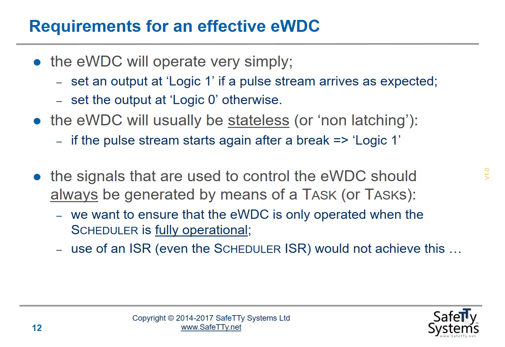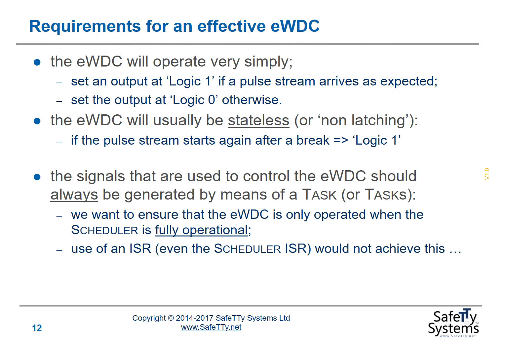The EWDC will operate very simply. It will set an output at logic 1 if a pulse stream or other dynamic input arrives as expected. It will set an output at logic 0 otherwise. The EWDC will usually be stateless, that is, it's non-latching. If the pulse stream starts again after a break, the output goes back to logic 1. It doesn't remain at logic 0 because there was a period over which it didn't receive any dynamic outputs.